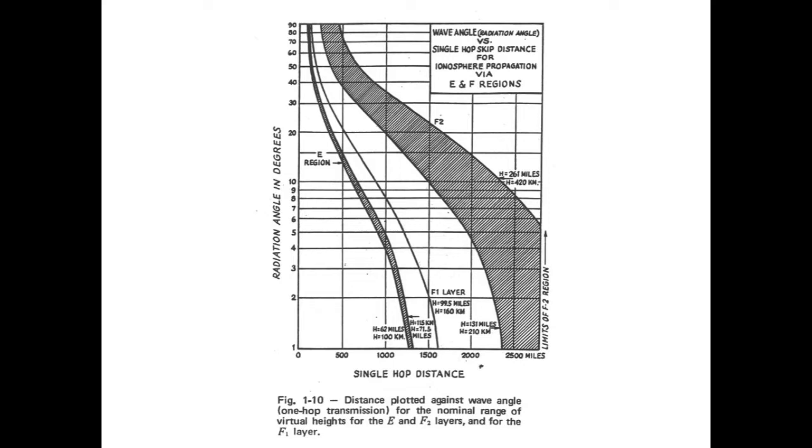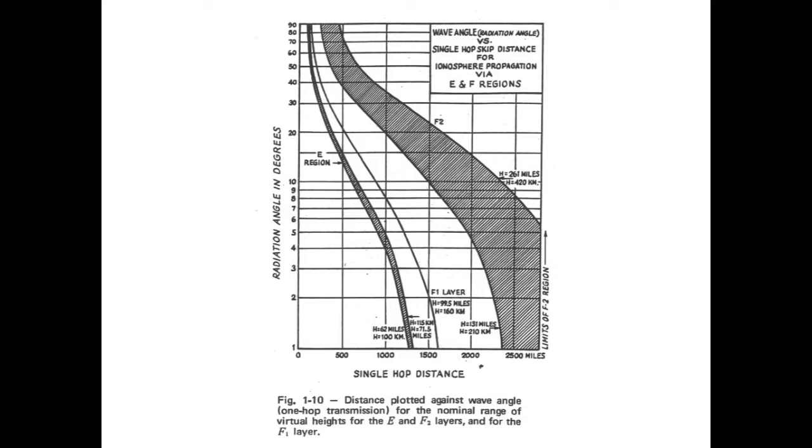This is a copy of a page out of one of my Virginia Tech textbooks when I studied radio wave propagation quite some years ago. Basically, not much has changed. This chart shows your single hop distance versus the radiation angle in degrees. And if you look at it, you can see that if you want to work 500 miles via the E region, you probably are going to have a radiation angle just above 10 degrees.